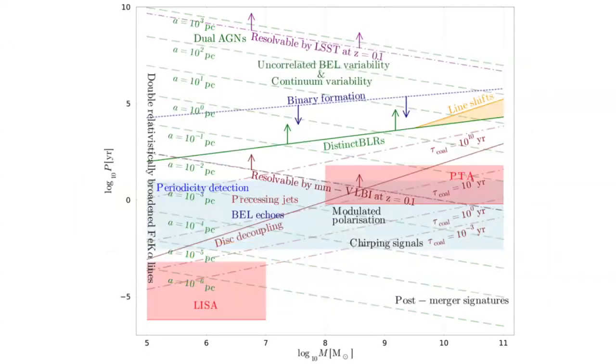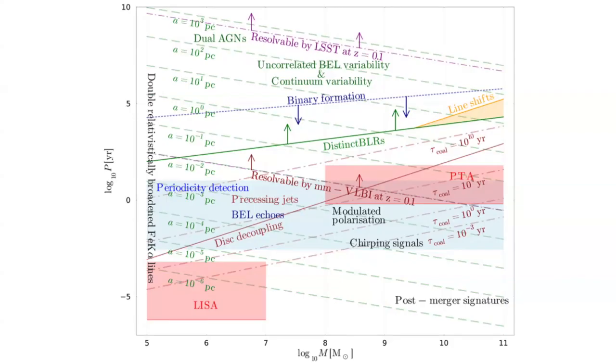In this slide, I basically try to summarize some of the signatures for the identification of supermassive black hole binaries. Of course, up there we have dual AGNs, and pairs at this stage can either be resolved by some of our telescopes, or can be found through uncorrelated broad emission line variability and some continuum variability. I will speak a bit about the continuum variability in the following slides.